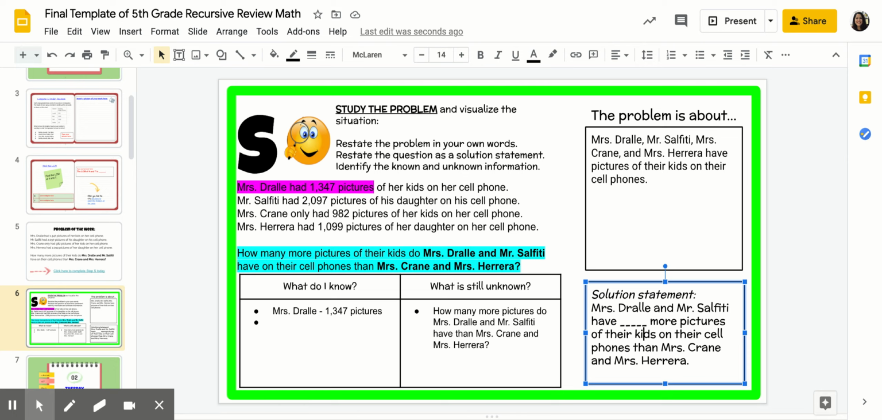After you complete all of those things, you are done studying the problem. We will not work this problem out today. We will not solve it to get the answer. We will do that later in the week. All you're responsible for today is for studying the problem.